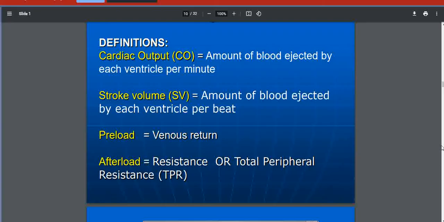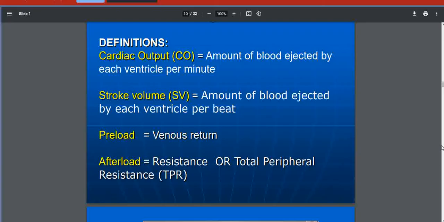So stroke volume is similar to cardiac output, but cardiac output is the general term for what comes out of both ventricles per minute, regardless of how many beats occur within the minute. The stroke volume, on the other hand, is the amount of blood ejected by each ventricle per beat, not per minute, per beat. Now we have preload. Preload is what we call the venous return.